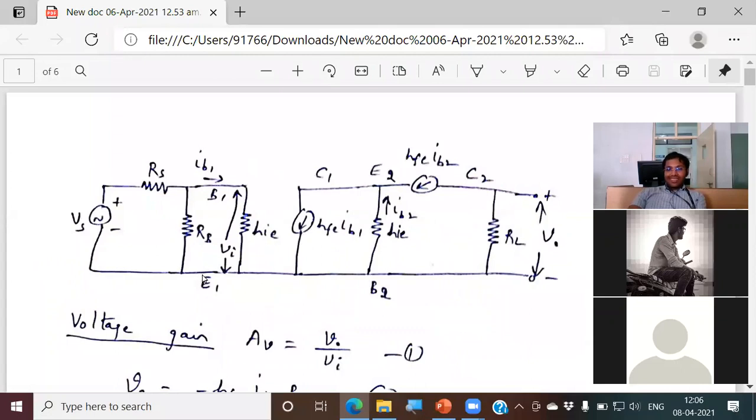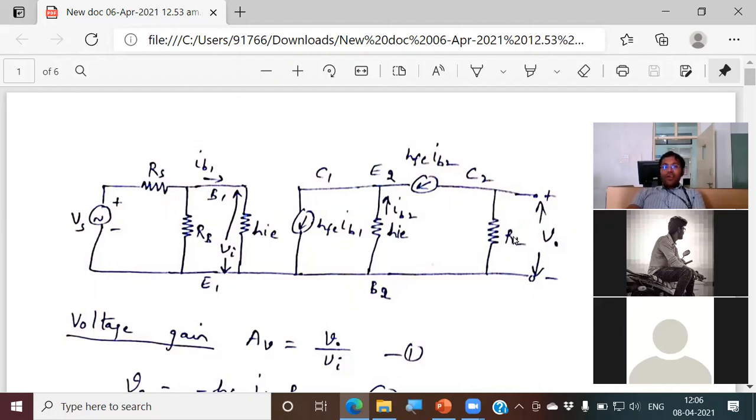First, in the standard process, we will neglect these first. Only the central part we will analyze, as we have done now. Then to get the overall input resistance, we will consider the effect of this. To get the overall output resistance, we consider the effect of this. Okay, right?